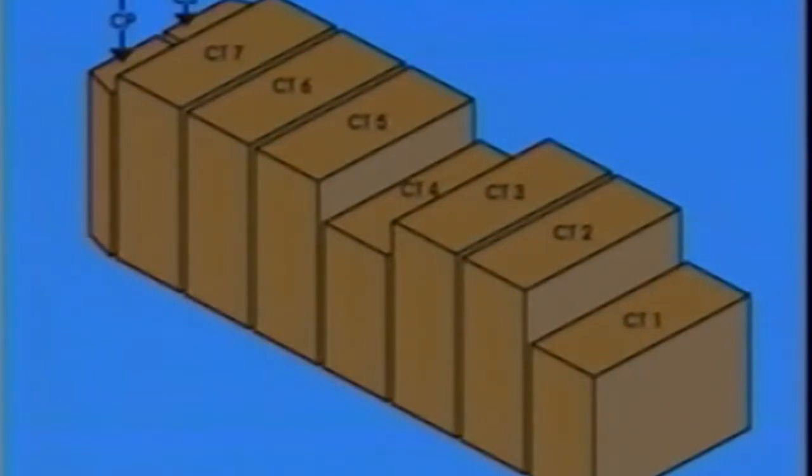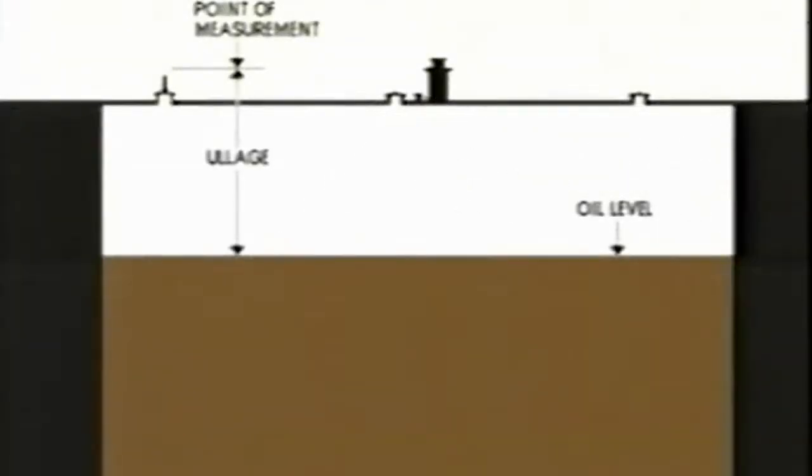The volume and weight of the cargo needs to be calculated tank by tank. The capacity of each tank is known, having been calculated by the shipyard, and can be found in the so-called ullage tables. The ullage tables use the ullage measurements obtained from the tanks. Knowing the ullage will give the volume of the tank contents. The ullage is the distance from the surface of the oil to the measuring point on deck.